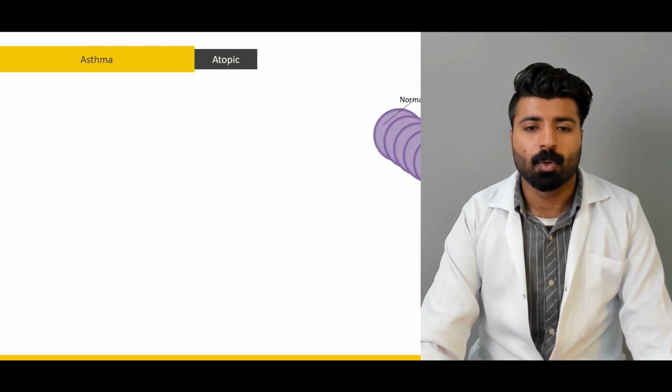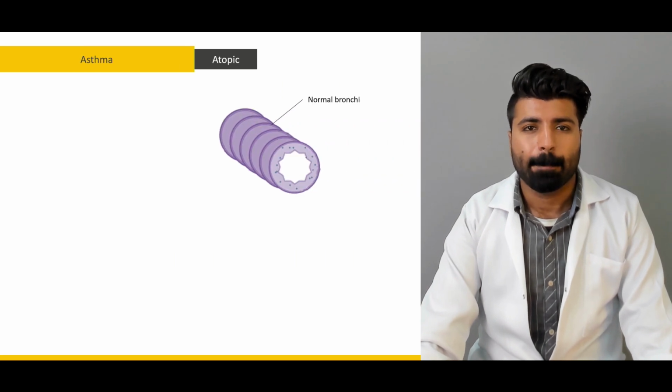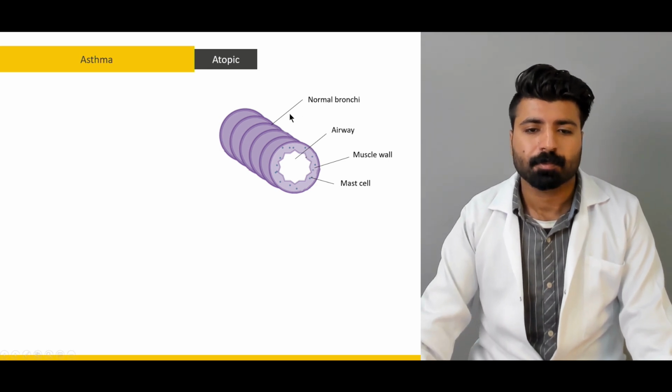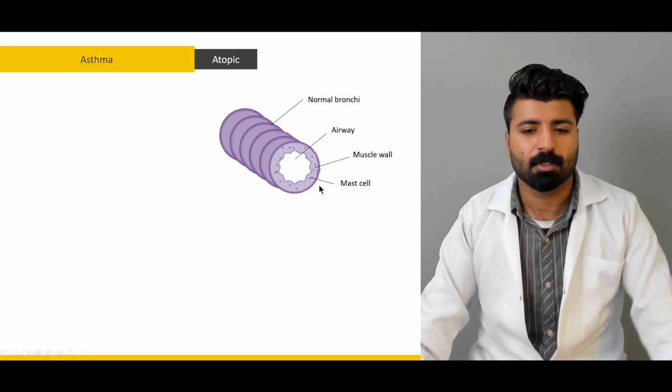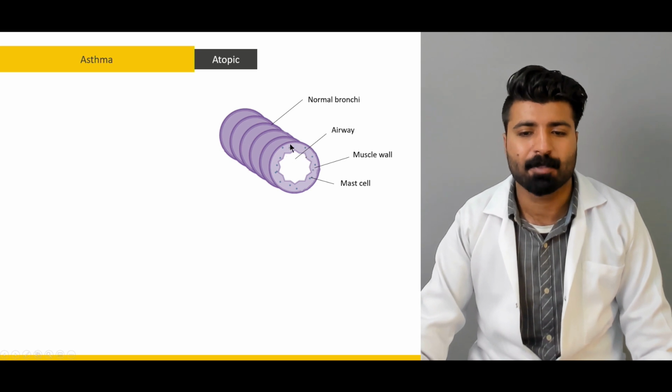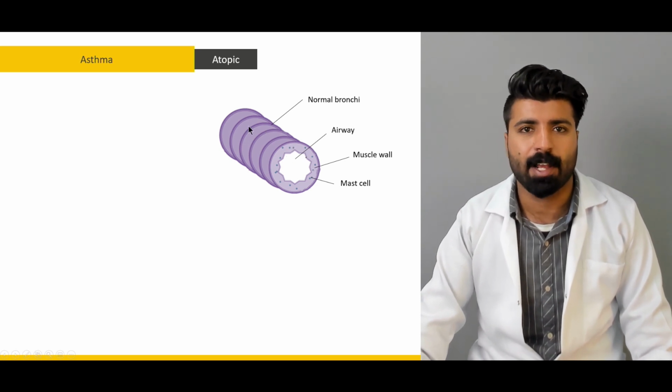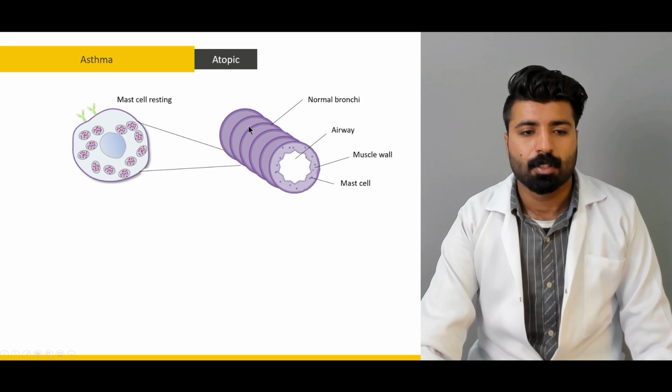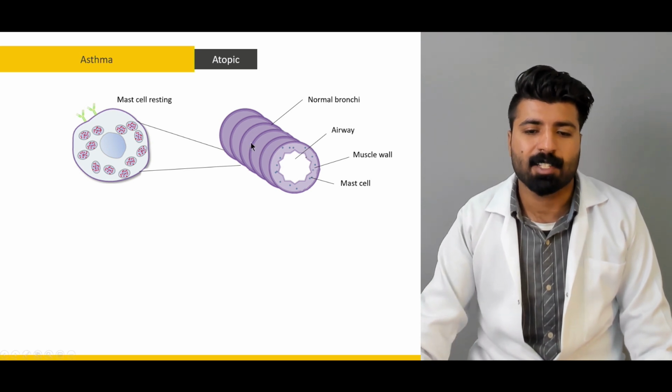So let's get on to, first of all, atopic. In atopic, it's normal bronchi. This is the airway, this is the muscle valve, and this is the mast cell. This is a normal bronchi. A large lumen, mast cells present, normal bronchi, muscles are relaxed. So the mast cell is resting right now.